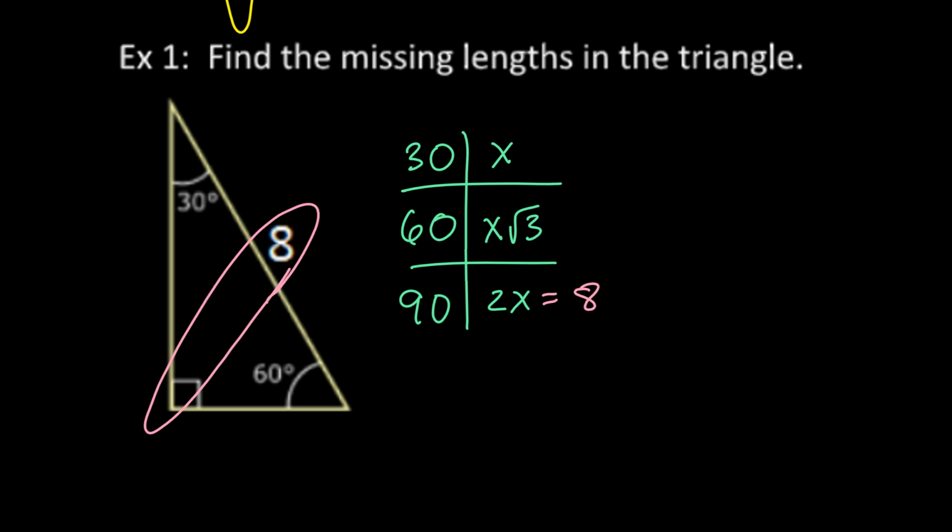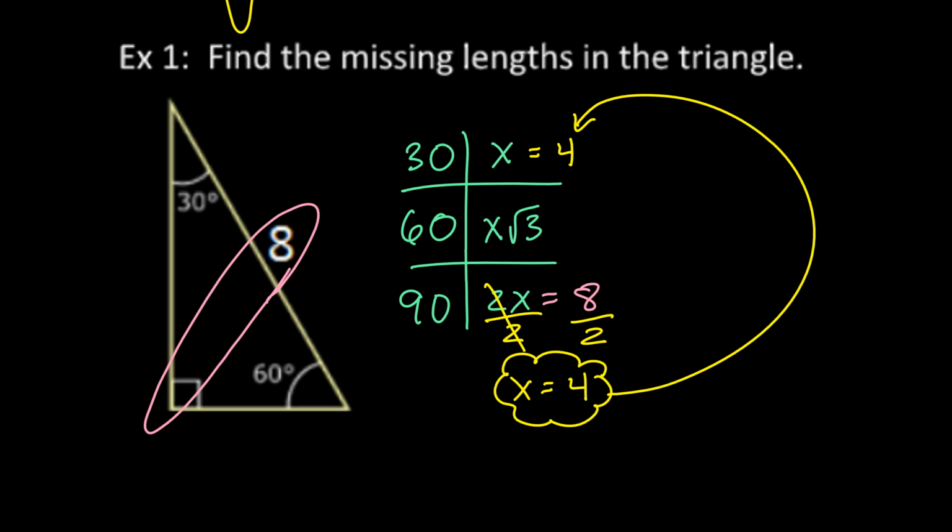I now need to solve for x. How? What do I do here? Yes, you get the 2 off of the x by dividing by 2. What is 8 divided by 2? Now, is this all I have to do? Am I done? Yes, I now need to take 4, and wherever I see an x, I'm going to replace it with a 4. So across from the 30 is 4 units long. Across from the 60 is how long?